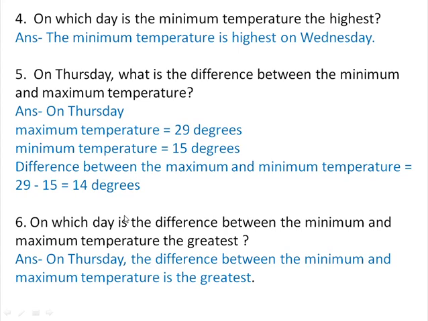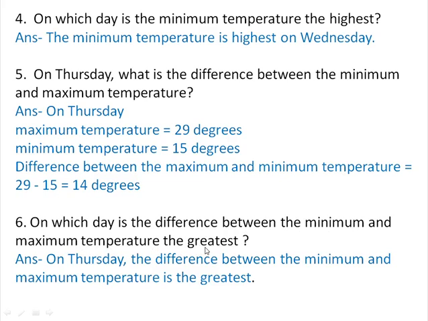So first we will write the maximum and minimum temperature. Then we will subtract minimum temperature from maximum temperature. So difference between maximum and minimum temperature is 29 minus 15 is 14 degrees. Hence, difference between minimum and maximum temperature on Thursday is 14 degrees. Then, sixth example, on which day is the difference between the minimum and maximum temperature the greatest? Now, you have to find the day on which the difference between minimum and maximum temperature is the greatest.